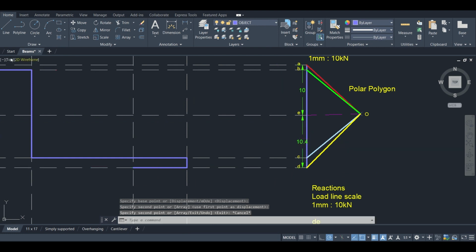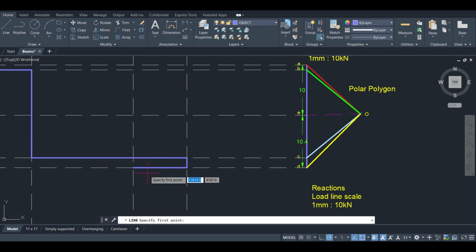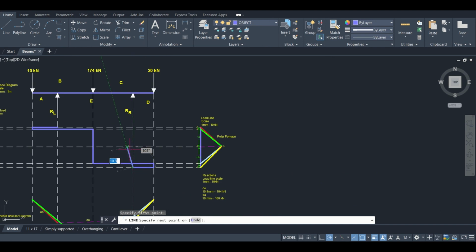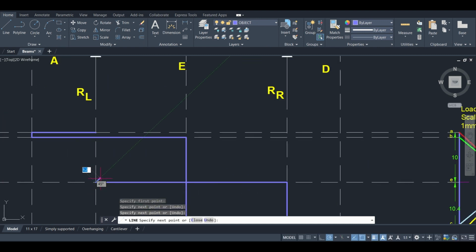So I've put it now, and we can continue. From D here, we go up and we go to E. Then we go across into space E. And then at E, we go up to A.